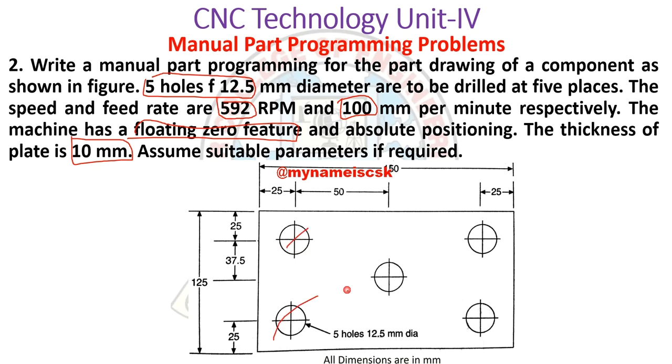So this is the first hole, second, third, fourth, and fifth. It is your wish which hole you consider first. One person will consider 1, 2, 3, 4, and 5; another person may consider this as 1, this is 2, this is 3, this is 4, and this is 5. It's your wish which hole you start drilling. You know the dimensions: X-axis 150 and Y-axis 125, and for each and every hole you have to write the X and Y coordinates based on absolute, not incremental.